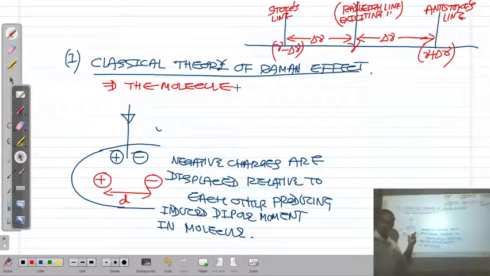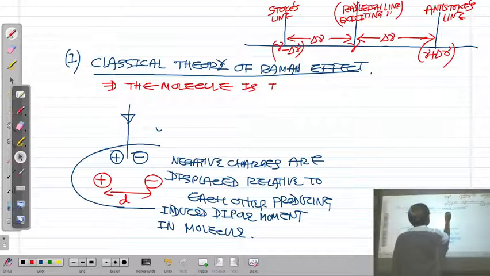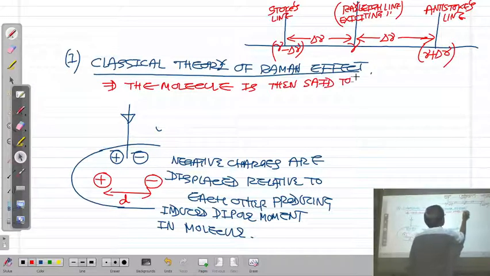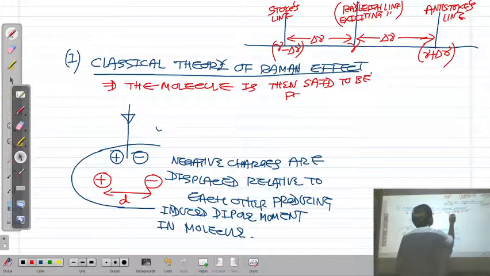Dipole moment is produced, is induced. Therefore, the molecule is said to be polarized.